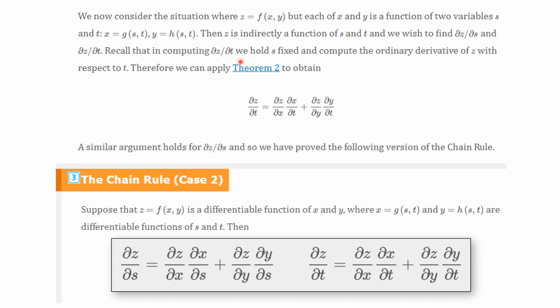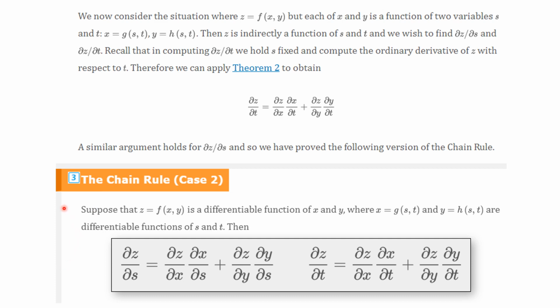Well, recall that when we computed these partials, we held s fixed when we're going with respect to t, and computed an ordinary derivative of x with respect to t. So we're going to apply that theorem here, and we will find this result. So the partial of z with respect to t is the partial of z with respect to x times the partial of x with respect to t, plus the partial of z with respect to y times the partial of y with respect to t. And a similar argument could hold for the partial of z with respect to s. So we've really proven this version of the chain rule.